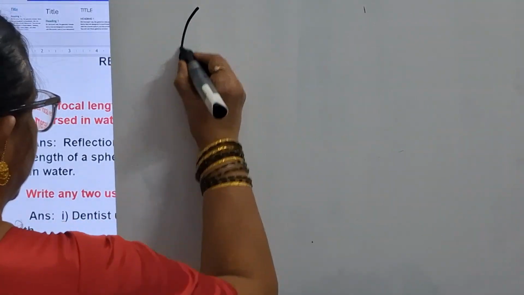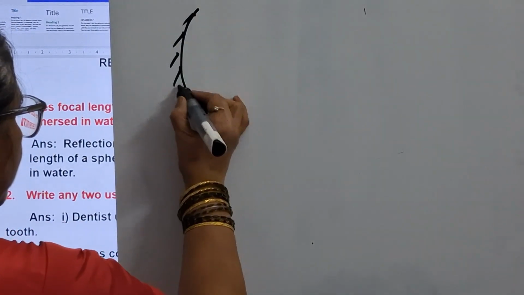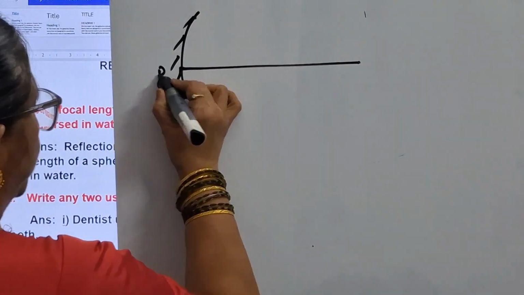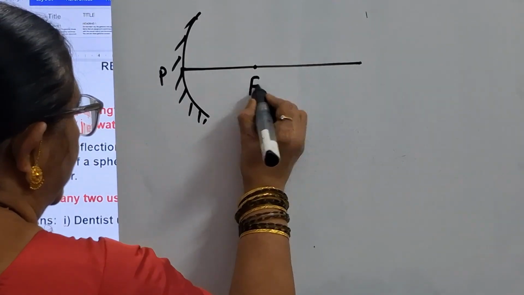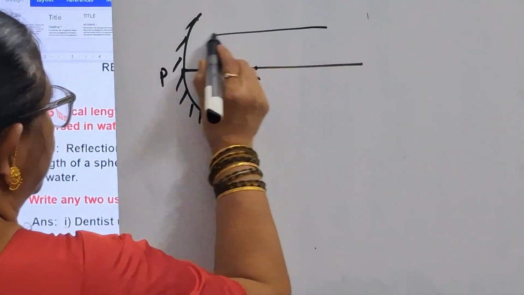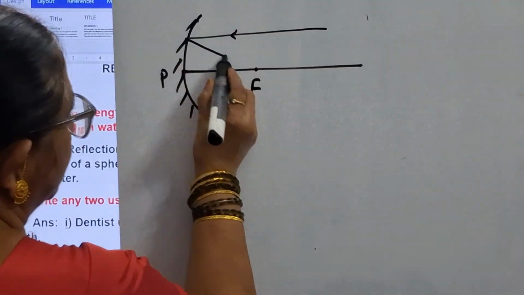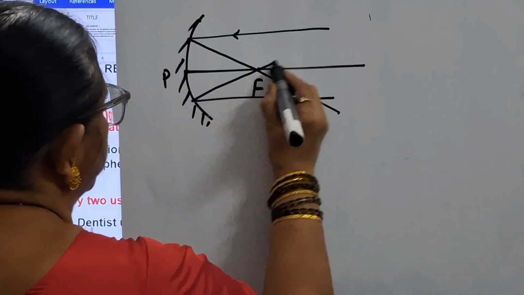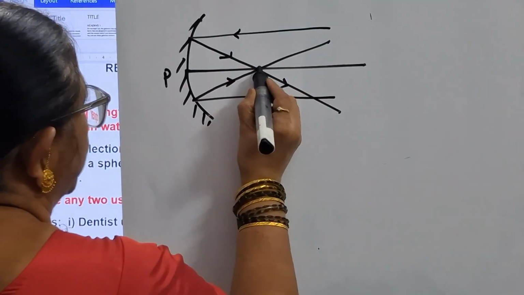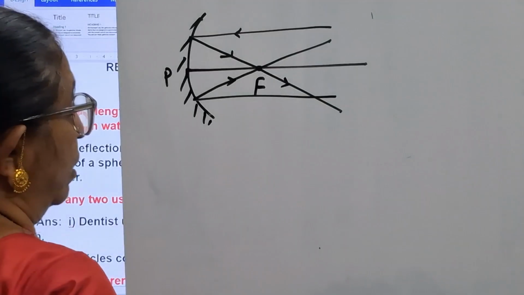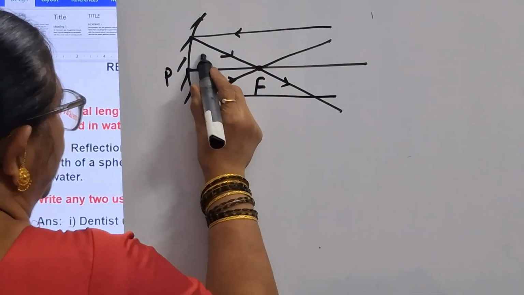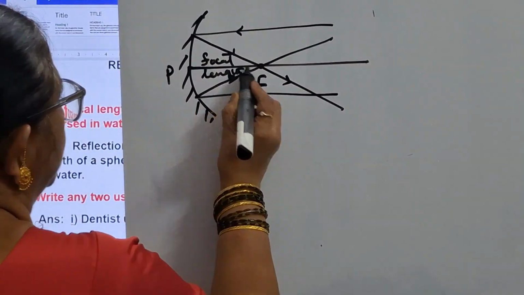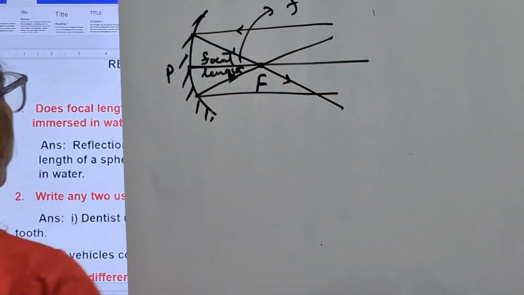So if you take this as the mirror, this is the coated surface, this is the principal axis, this is the pole, and this is F. How did you get F? When the rays from infinity touch that mirror and get reflected back, the point through which they go is the principal focus or focal point. This distance is called the focal length. We usually represent it as small f.